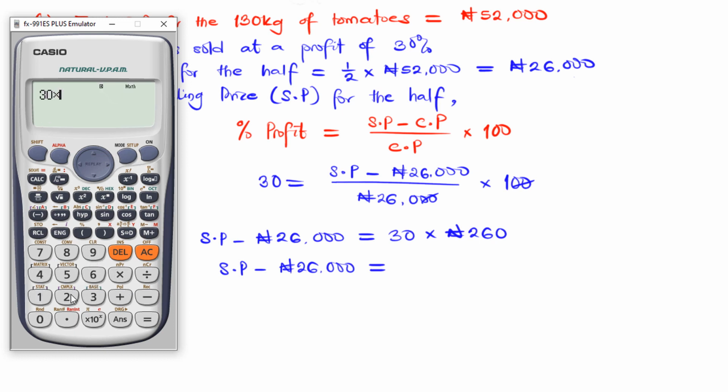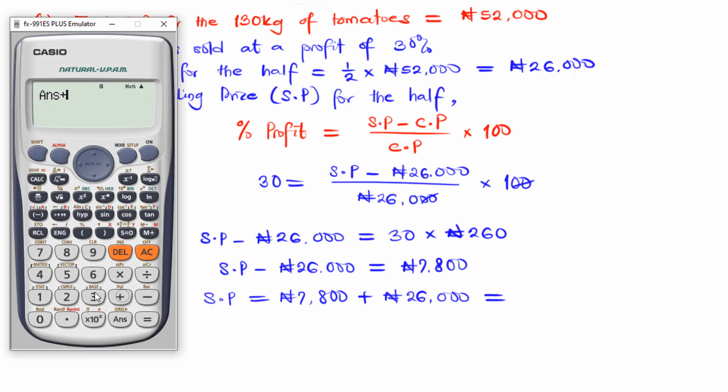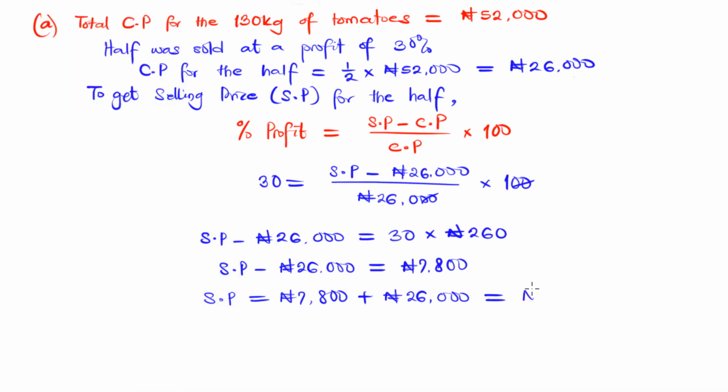30 times 260, that's 7,800. So the selling price will now be 7,800 plus that 26,000 that we have moved from the left-hand side to the right-hand side. So if you add that, that will be 33,800. So 33,800 is the price for the half that was sold at 30% profit.